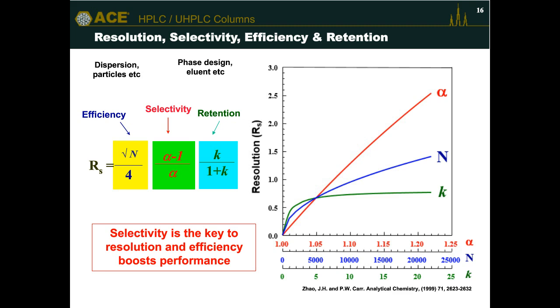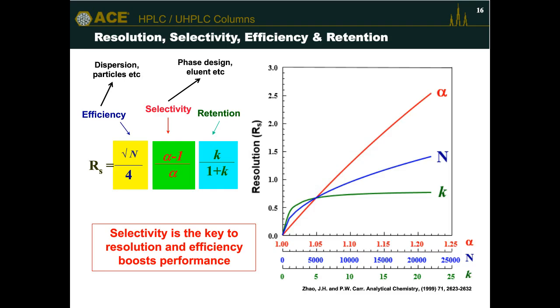Efficiency is a stronger term. So you can see the blue line here is a steeper gradient. And improving efficiency by reducing particle size, by using longer columns, that can really help us in our method development. But the most powerful term in this equation is the alpha term, the selectivity term. And there are many factors that influence selectivity, and we need to think about those very much when we're doing our method development.